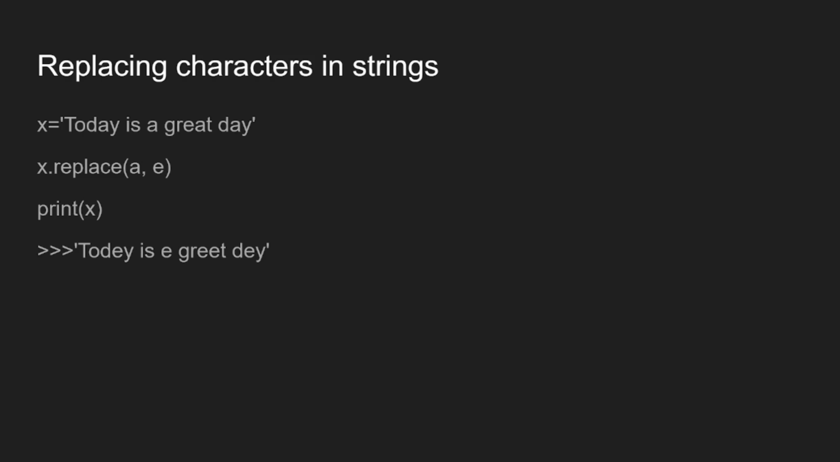So, for example, if I were to take a string that said "today is a great day" and use the replace method to change A to E, then it will replace every instance of the letter A in the string with E. There are many useful methods that can be used with strings, so I recommend checking out the Python documentation as well as W3Schools, both of which I linked in the description of this video.